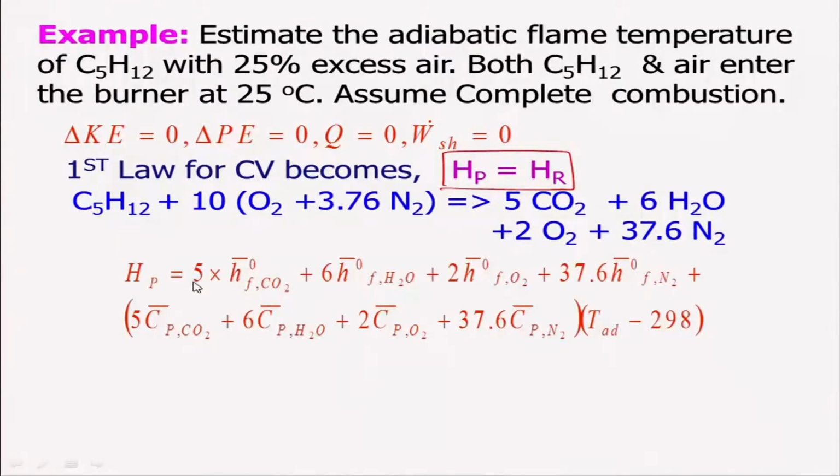And these are basically the heats of formation, which you can get at the standard state like STP. Whereas these are your sensible enthalpy terms, integrated from T adiabatic to 298 Kelvin, and in this case we are assuming that the Cp values are not a function of temperature. Therefore, we are taking them out and doing that.